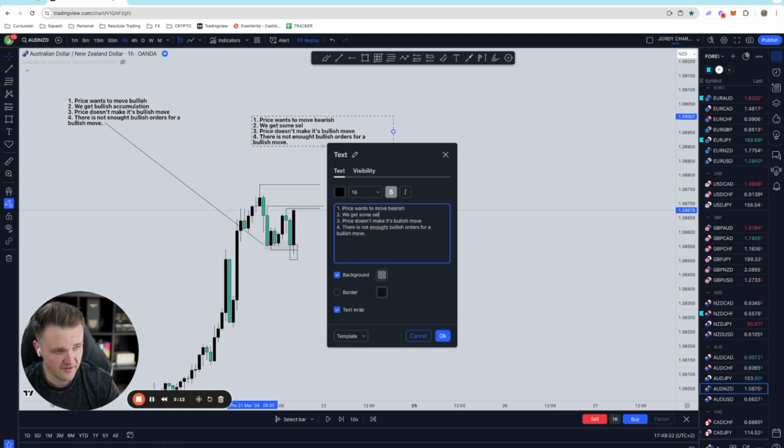We get some sellers. Price first made its bearish move. So price moved bearish shortly, but then, how do I say it in English?